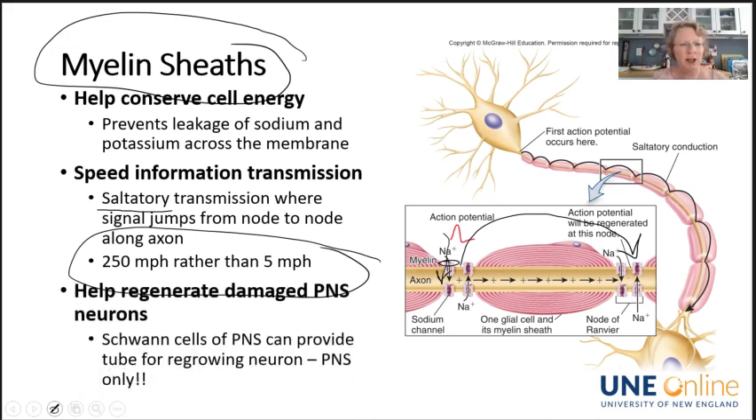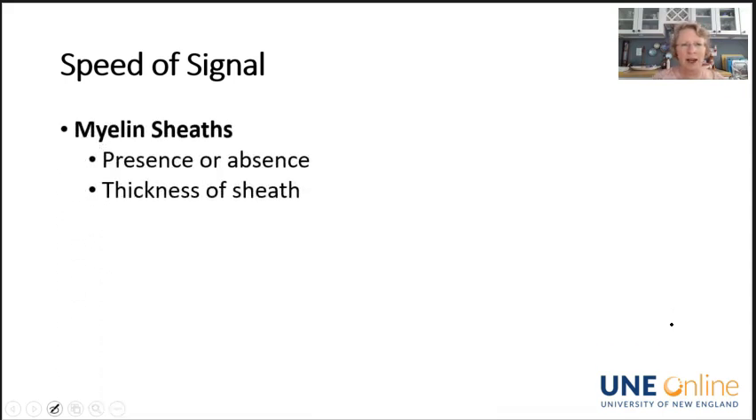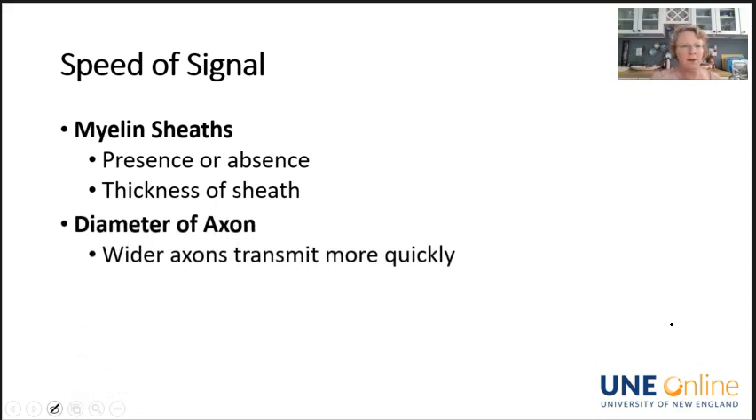And myelin sheaths, particularly the Schwann cells of the peripheral nervous system, can help regenerate damaged PNS neurons, not CNS. Oligodendrocytes don't work this way, but the Schwann cells create a tube so that if something happens to the axon, a new axon can grow out and follow this tube. So our speed of signal is dependent on the presence of myelin sheaths, faster, absent, slower, and also on the thickness of the sheath. The more wrapping, the faster the signal. The less wrapping, the slower. Also depends on the diameter of the axon. A wider axon transmits that action potential more rapidly.